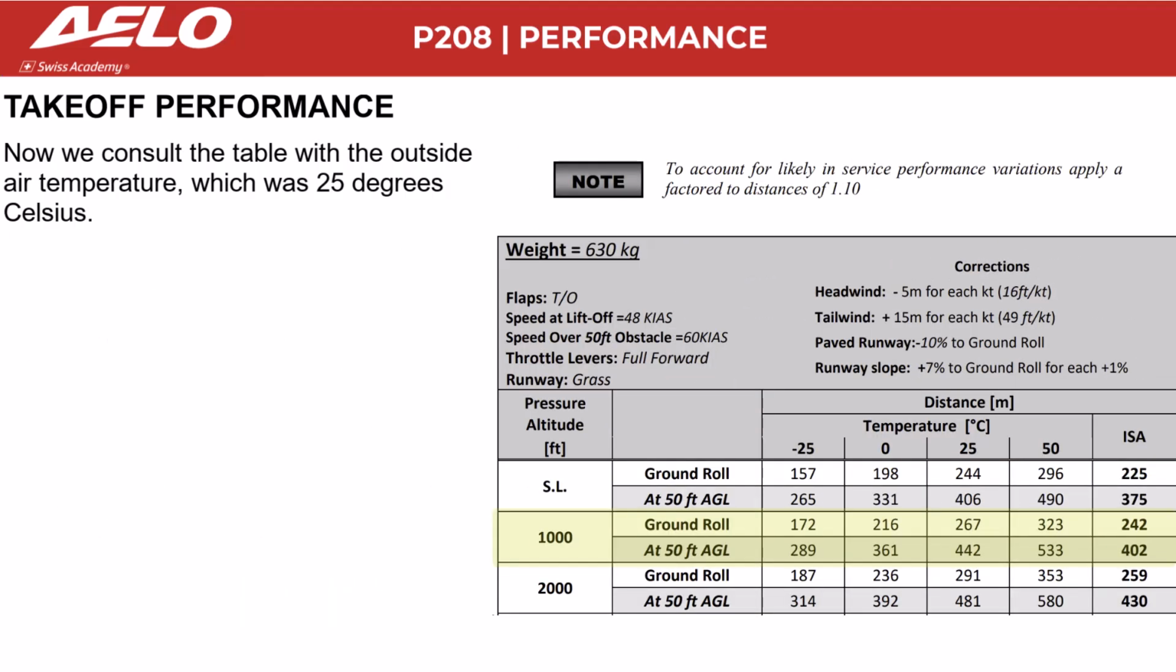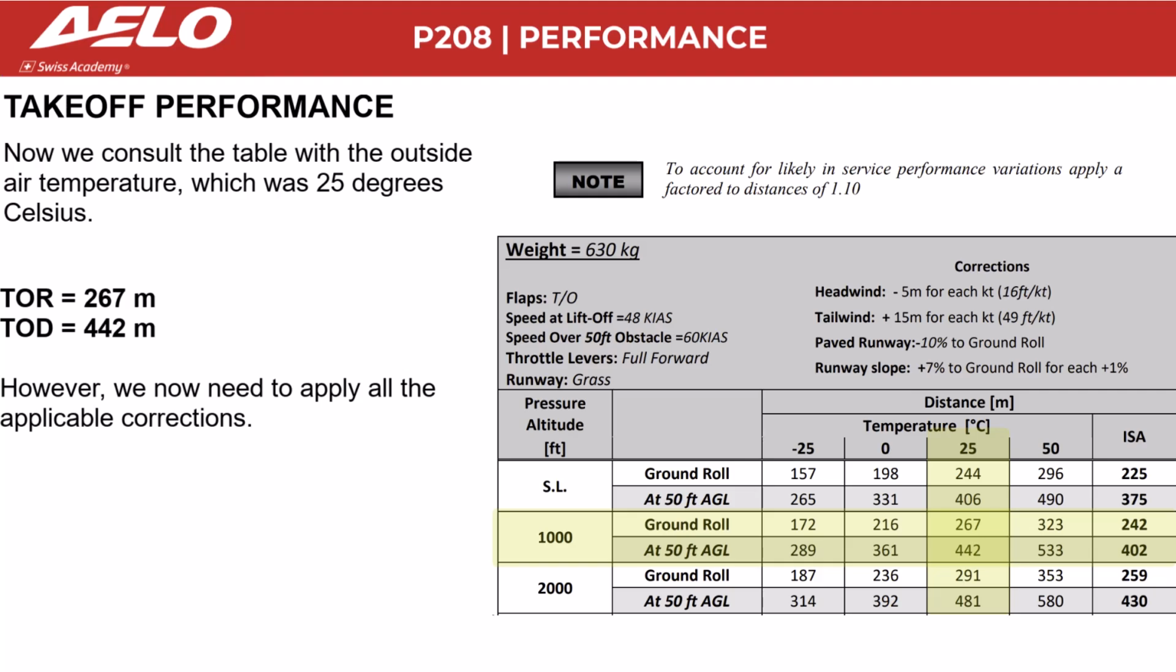Now we consult the table with the outside air temperature, which was 25 degrees Celsius. We obtain a takeoff ground roll of 267 meters and a takeoff distance of 442 meters. However, we now need to apply all the applicable corrections.